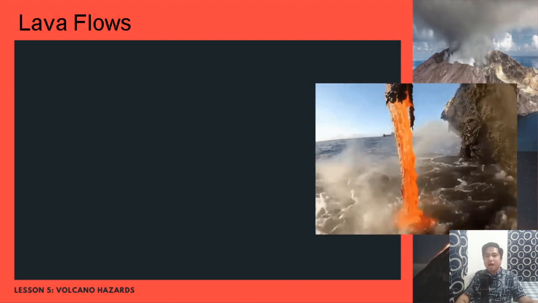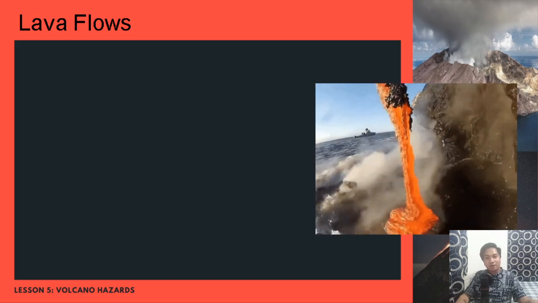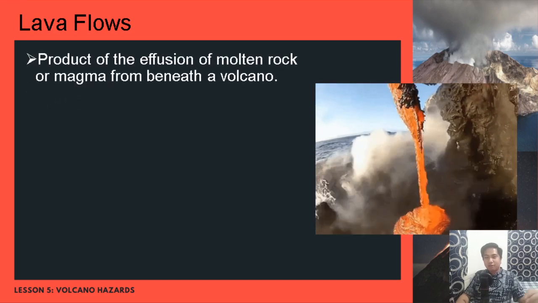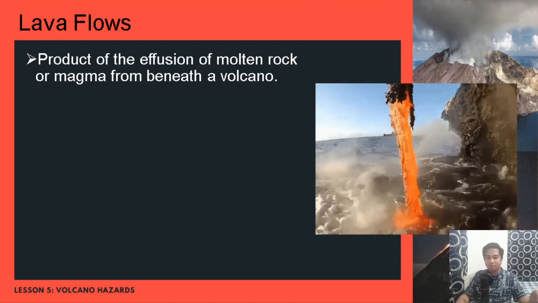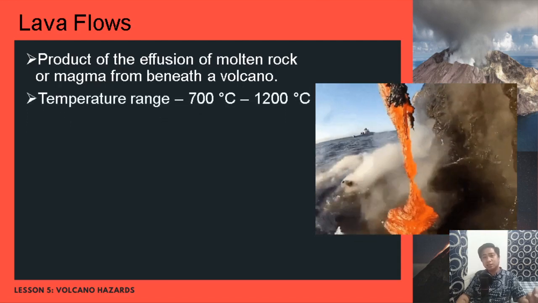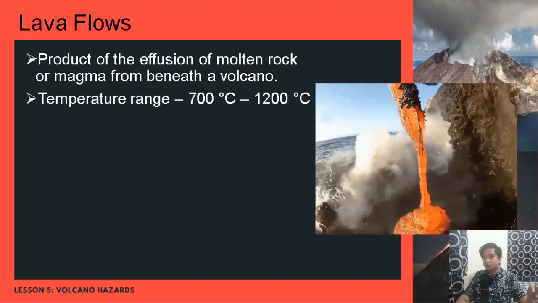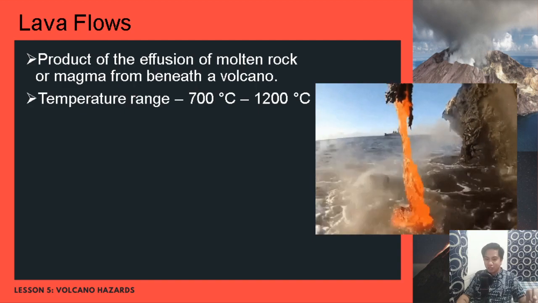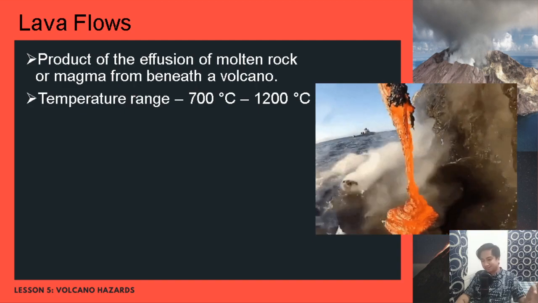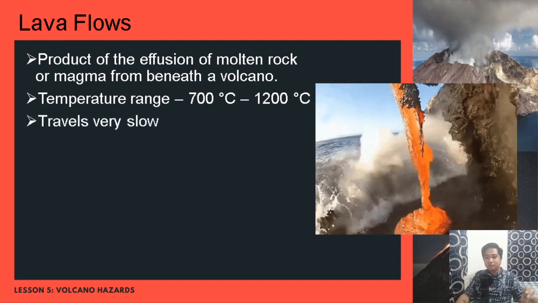First, let's have your lava or your magma or your lava flows. So lava flows are the product of the effusion of molten rocks or magma from beneath a volcano. So usually it has the temperature of 700 to 1200 degrees Celsius. So as you can see in the GIF, that is your lava. So it travels very slow.